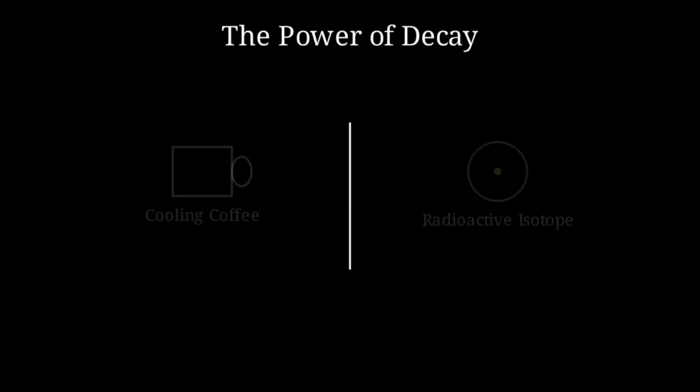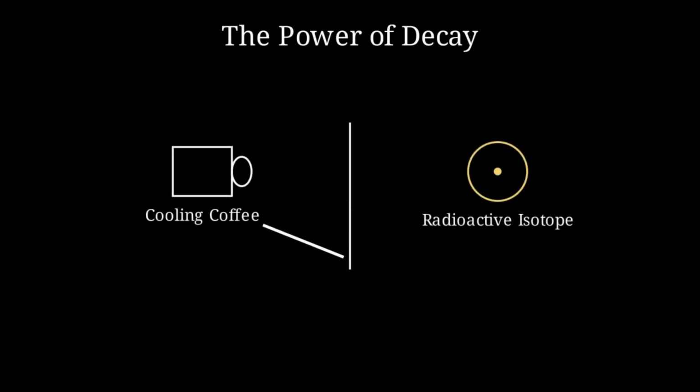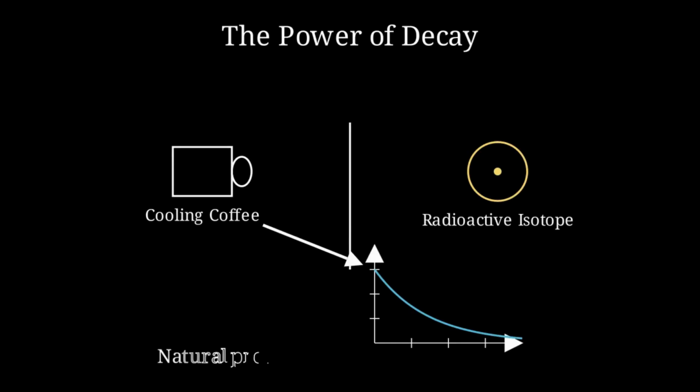Welcome to the world of exponential decay. From the cooling of your morning coffee to the breakdown of carbon isotopes in ancient artifacts, nature follows a predictable mathematical rhythm. Today, we will explore why these processes slow down over time and how calculus allows us to predict exactly how much of a substance remains at any given moment.